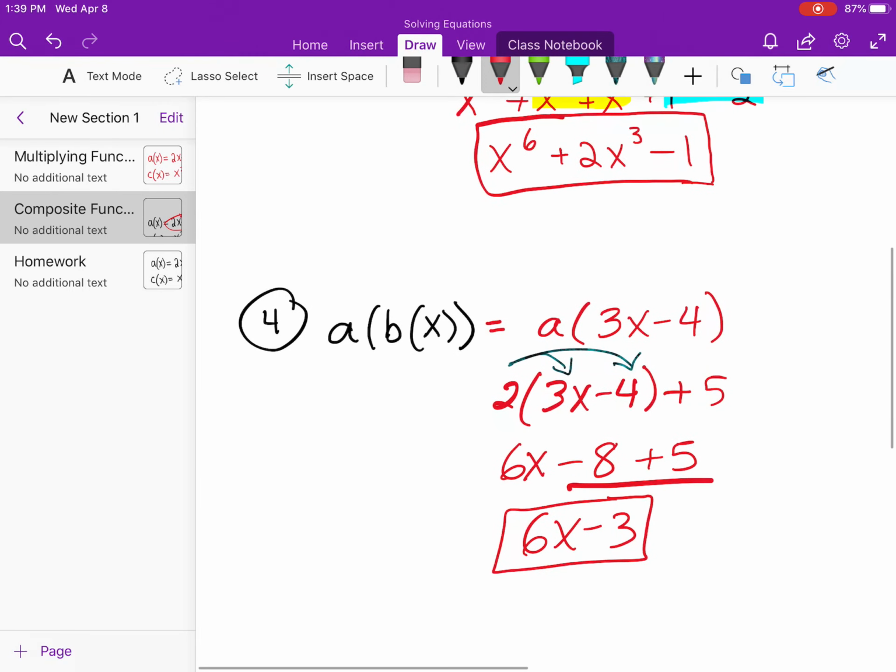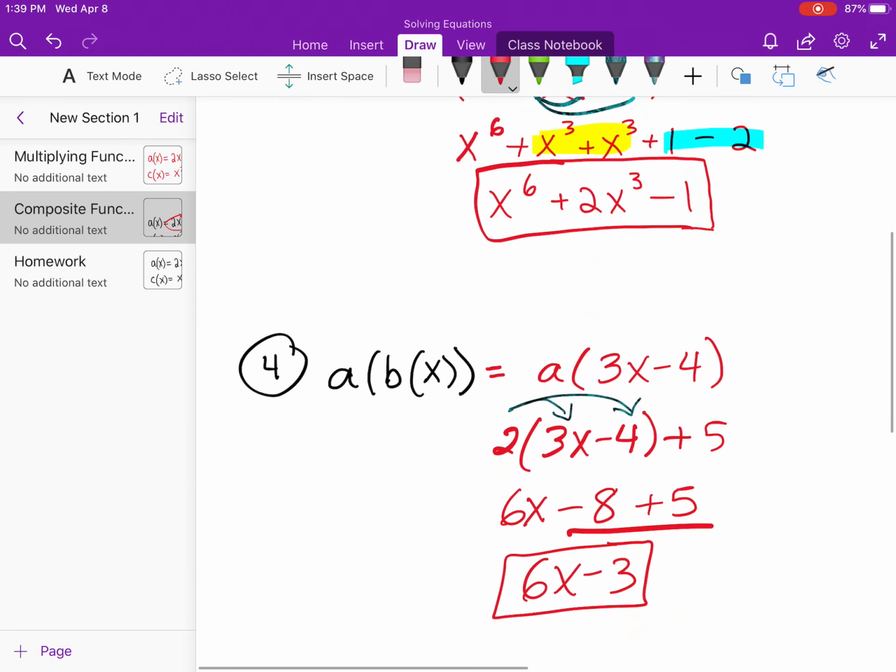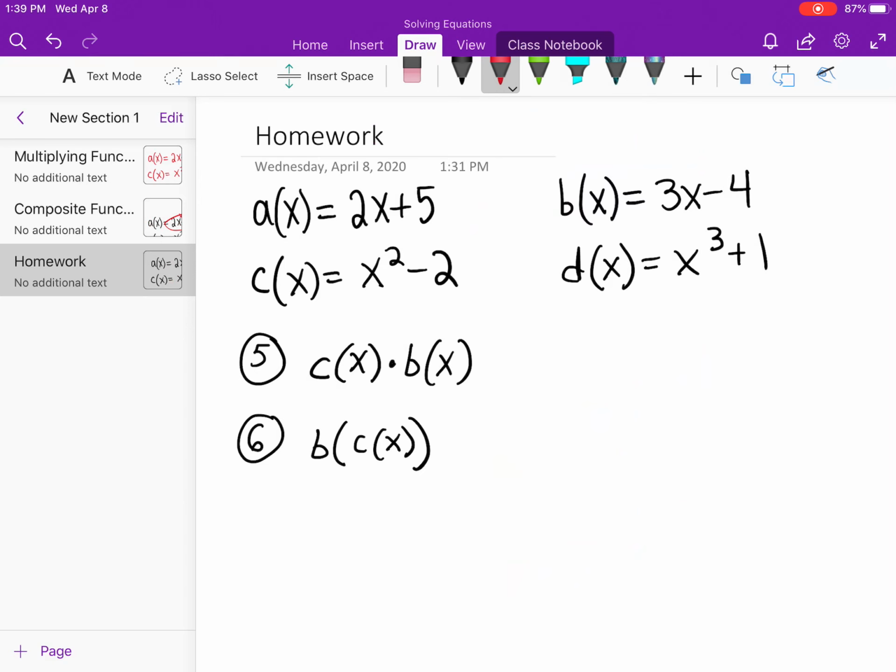Okay, so the composite functions are kind of confusing, and I did throw out a really kind of difficult example for the first one. I guess I should have worked out my examples in advance. But anyways, let's look at our 2 homework problems, just like yesterday's. I've got the same exact 4 functions, but now I have a multiplication problem. I want you to take c of x times b of x, and then we have a composite function, b of c of x. And as always, text me your answers on Remind.